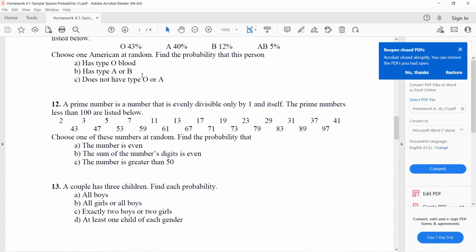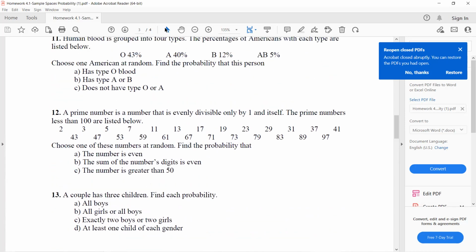I'm not sure why it's acting that way, but let me see if I can make it cooperate here. So this is 43%, just like the chart says. Now, has type A or B blood? Type A or B blood.